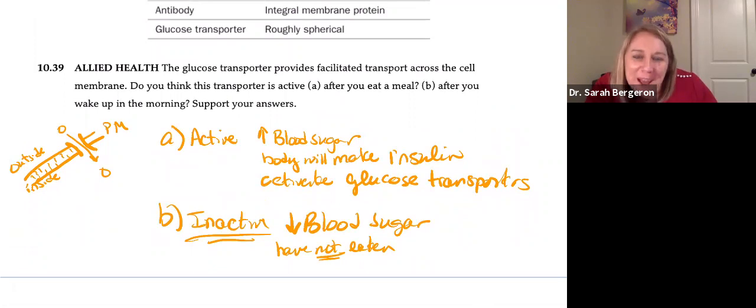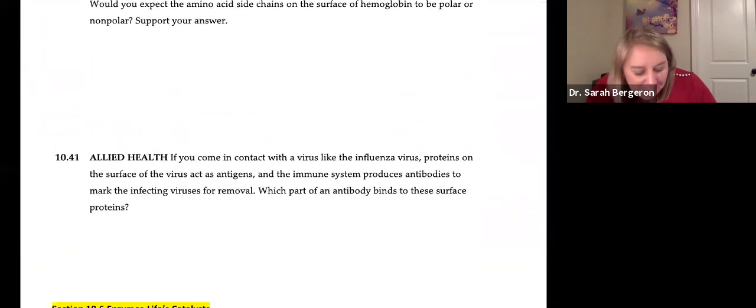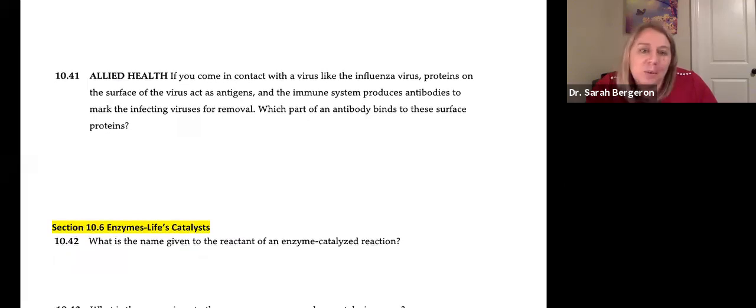But so after we wake up in the morning, we have very low blood sugar. We cannot take in glucose. If all of our cells took in glucose after we woke up in the morning, we would pass out because our blood sugar would get way too low, right? All right, let's see. 10.41.